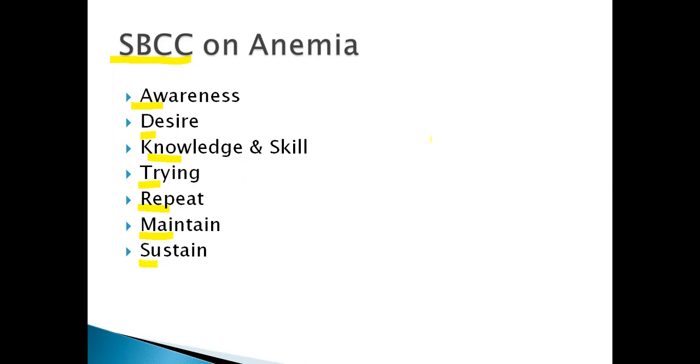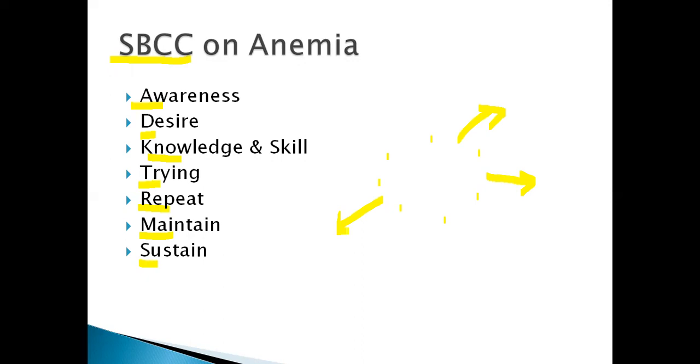Now, very important to know that this happens in a cyclical form. There would be awareness, there would be desire, there would be knowledge and skill, there would be trying out the intervention. Few of them may repeat it, maintain it and sustain it, and it goes on. But there would be dropouts at every point. I'm just drawing 3 points over here. So first we go to awareness.